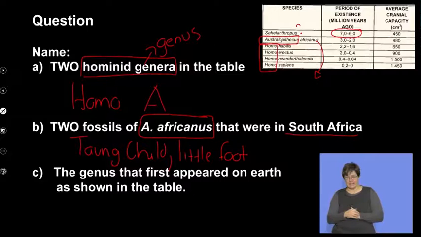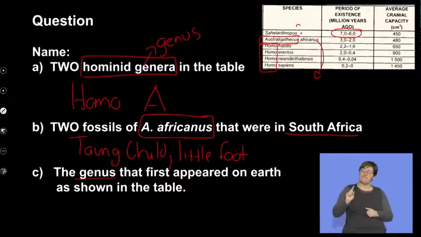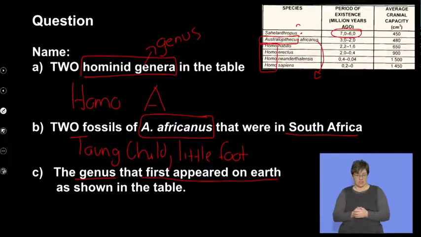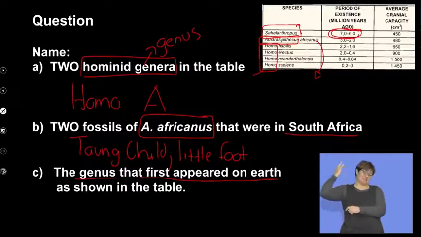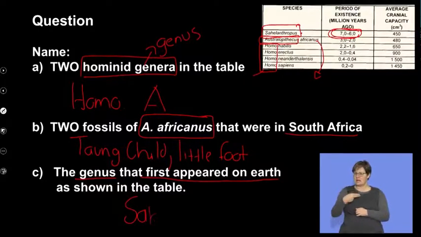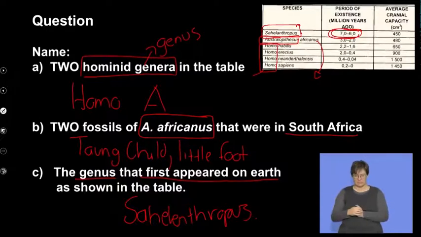Okay, question number C, the genus that first appeared on Earth. Now it's the only one that has a genus. Remember, how do I know it's a genus? Because it always has a capital letter. How do I know it first appeared? Because it tells me that it was 7 to 6 million years ago. So I'm going to write it here, short, long word, Sahelanthropus. All right, so guys, you see, you won't have to learn these things. I'll give you the table and you'll need to give us the information.